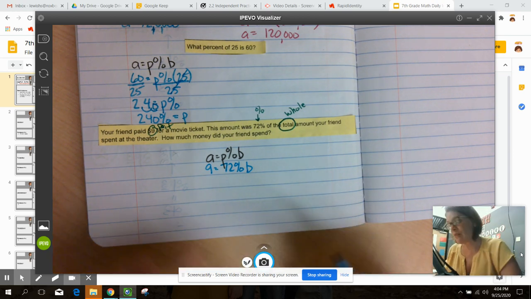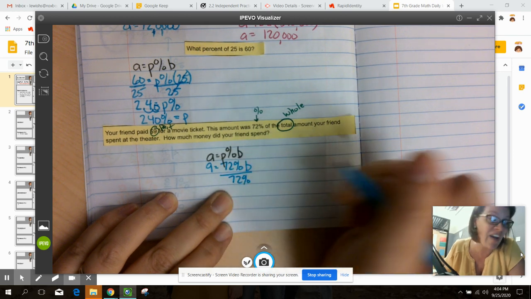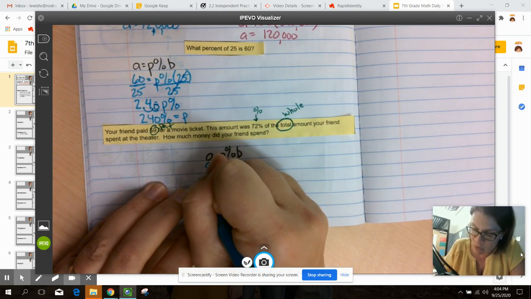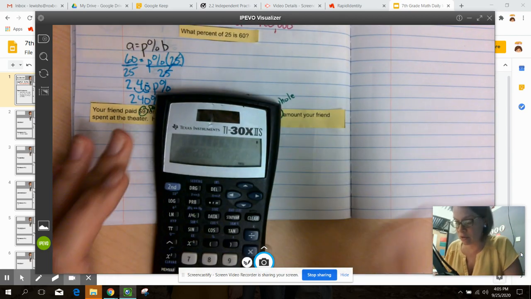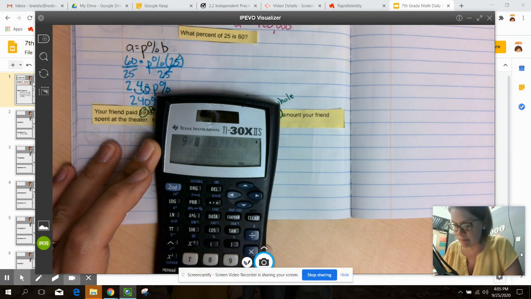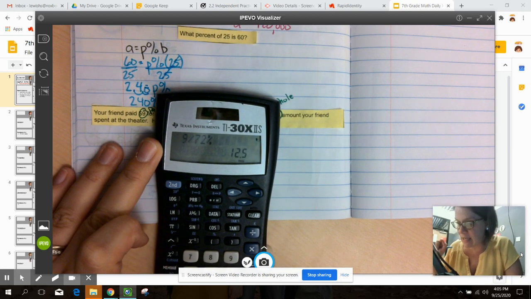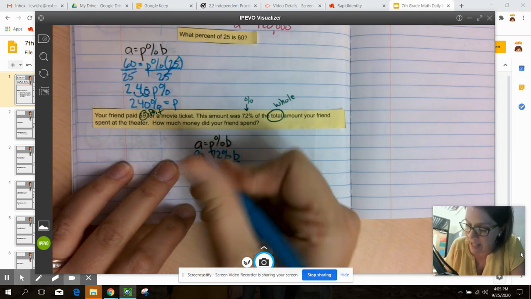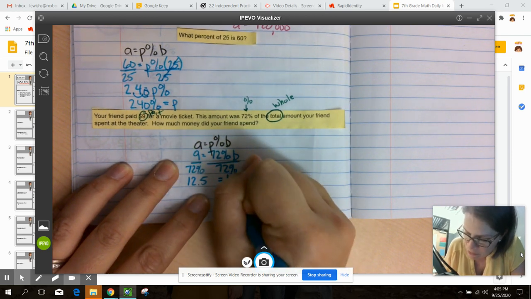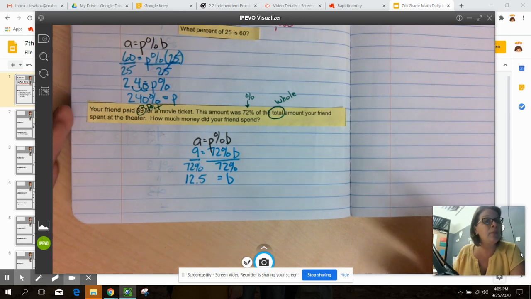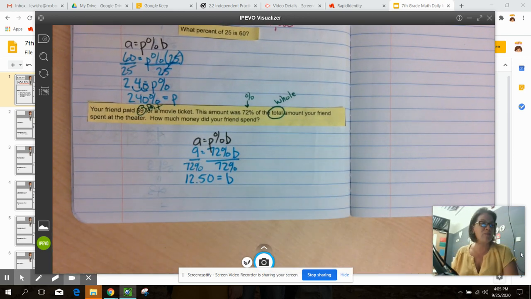So we are going to divide both sides by that 72%. You have to divide by the whole thing. So we're going to divide 9 by 72%. In my calculator, just like we talked about, I'm going to do 9 divided by 72 in parentheses, with the percent sign, equals 12.5. So 12.5 equals B. So what is 12.5 really, with money? That would tell us it was $12.50 that they spent at the movies.